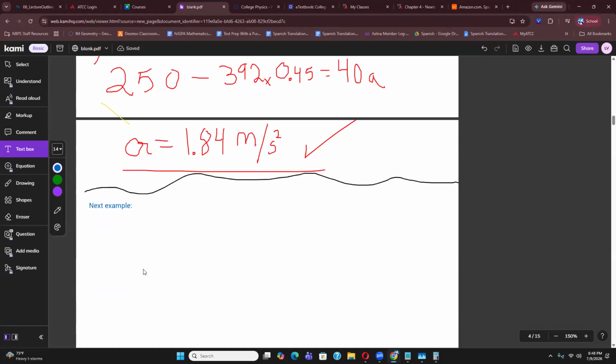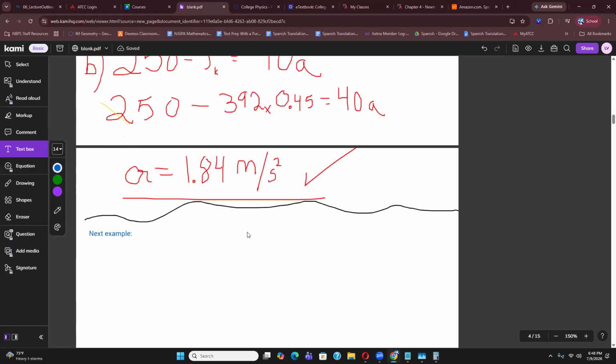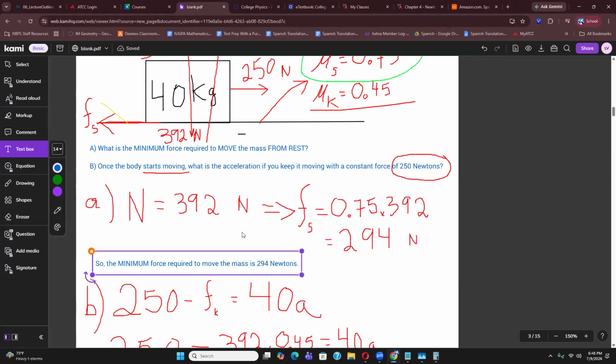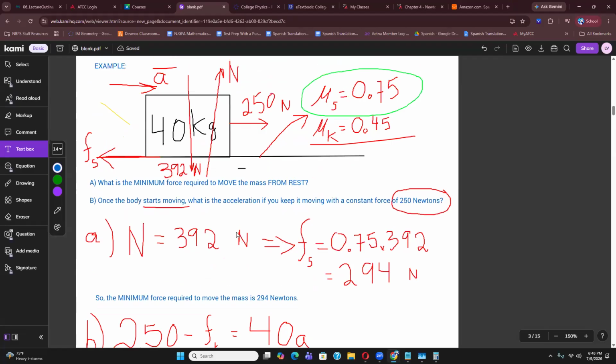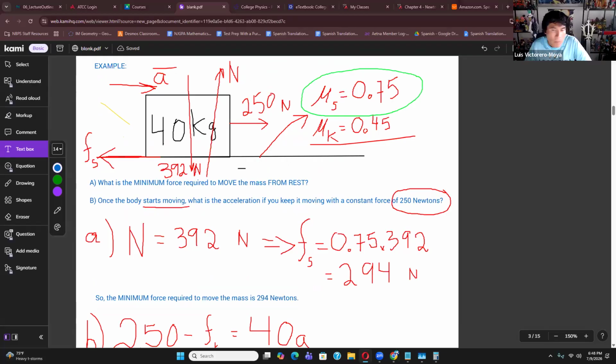So kinetic friction is for when it's being dragged, and static friction is for the bare minimum to move it. Pretty much. That's basically it. And like I said, most of the time we're going to use kinetic friction, like in the following examples we're going to do.